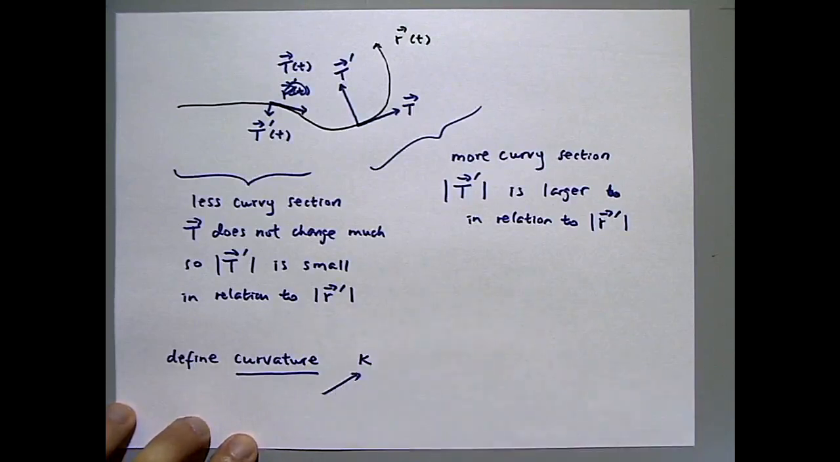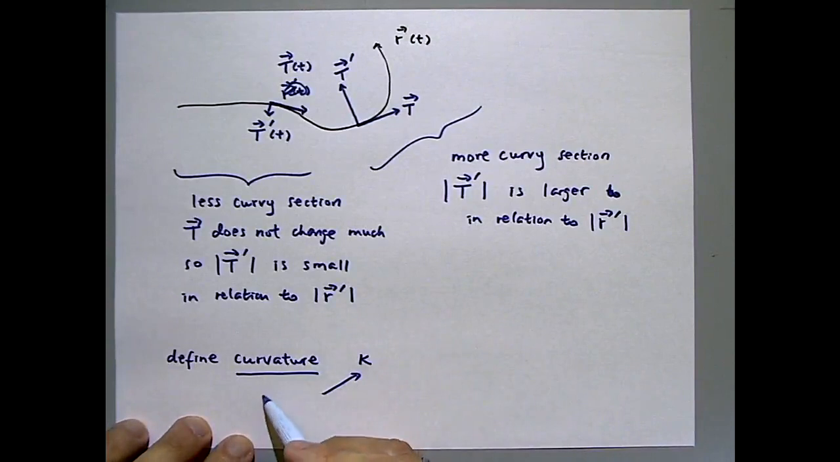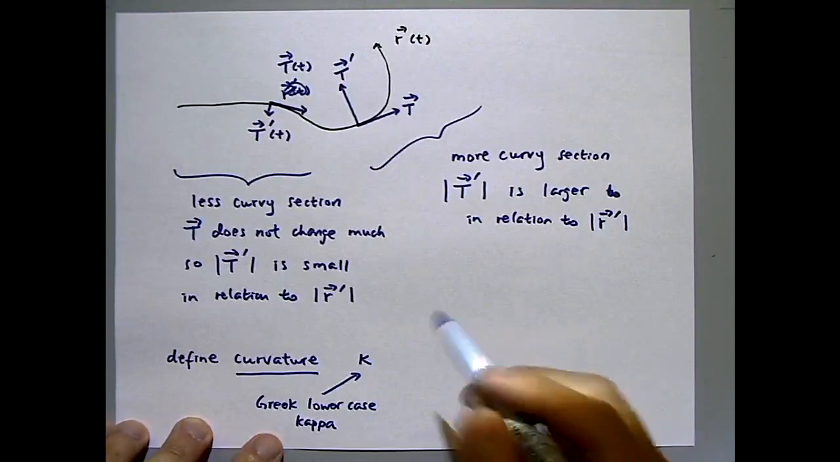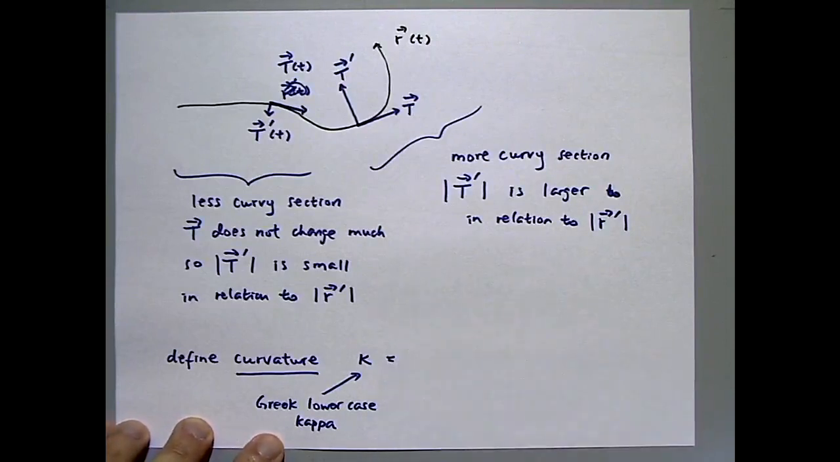And the symbol the book uses is the Greek letter lowercase kappa. It looks like a K, but it's not. We get K from the Roman alphabet. Anyway, it looks like a K, but it's like a little tiny k.